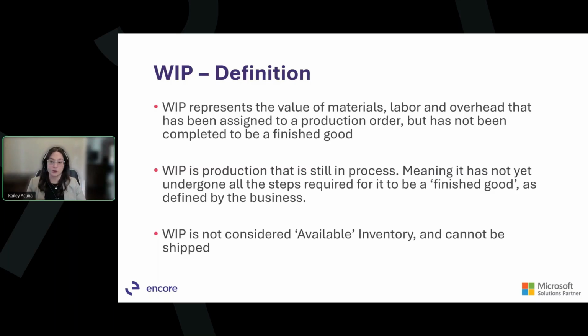Finished good in inventory represents something that you can sort of ship and actually execute transactions on. WIP is a production that's still in process. This again seems pretty obvious, but it's physical goods that are in the process of being completed. They have not undergone all of the steps required for it to be considered finished inventory as defined by the business. And lastly, and this is important, WIP is never considered to be available inventory, meaning it cannot be shipped, which is sort of what I just mentioned. Cannot be shipped, it is work in process.